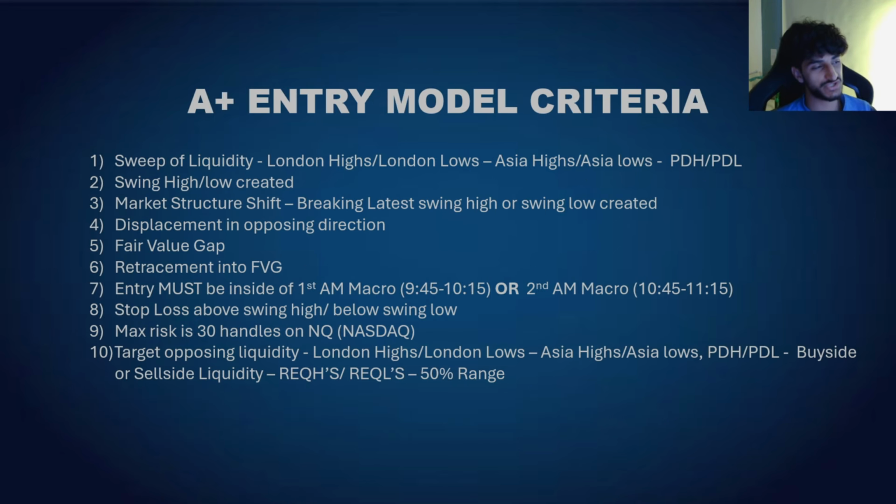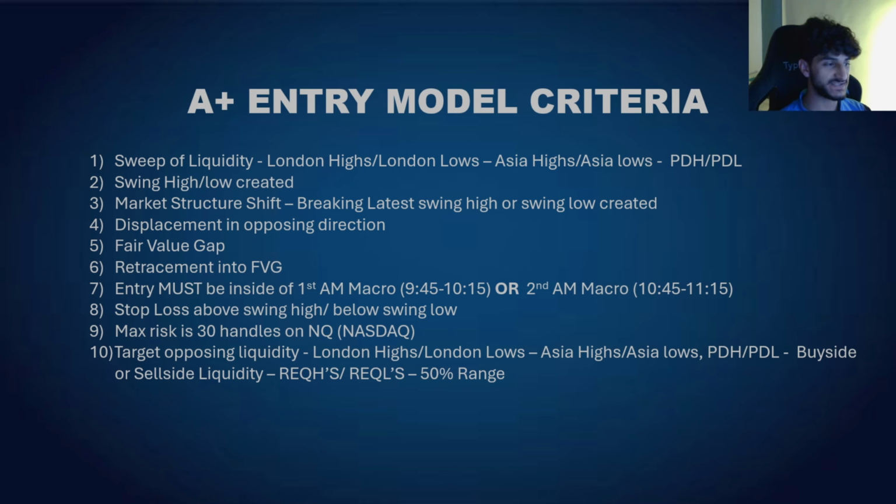Now getting into the source, the A plus entry model criteria. First thing I want to see is a sweep of liquidity. These are the things that I have to look for every single trading day and every single trading session. I have to see, first of all, a sweep of liquidity, whether that being London highs or London lows, Asia highs or lows, previous day highs or lows. Then I want to see a swing high or a swing low being created. And the reason why I want to see that is because without number 2, no number 3 and no number 4 could be possible. So number 3 on our list is going to be a market structure shift, breaking the latest swing high or swing low and closing above that latest swing high or swing low.